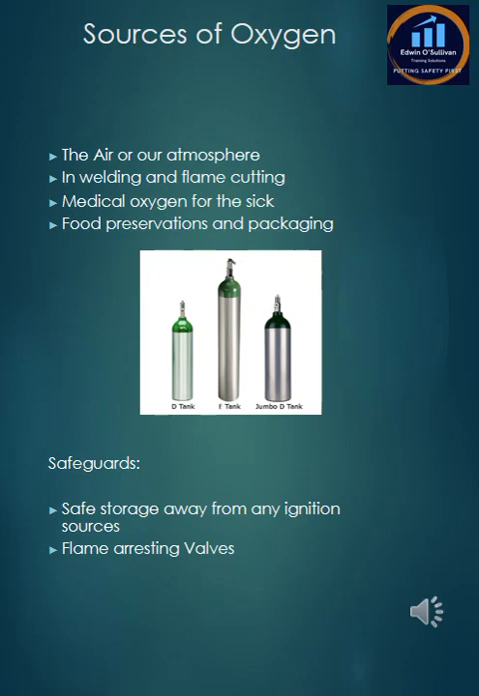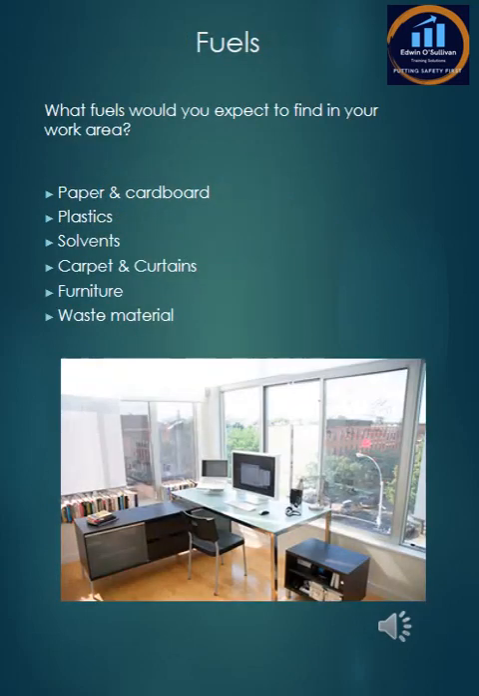So in relation to safeguards around oxygen, there's not much we can do unless they come in an industrial bottle where we can remove them and keep them in a segregated area. And on industrial premises then we can have flame arresting valves or automatic valve shut off in relation to gas valves. So moving on to fuels and fuel sources for fires.